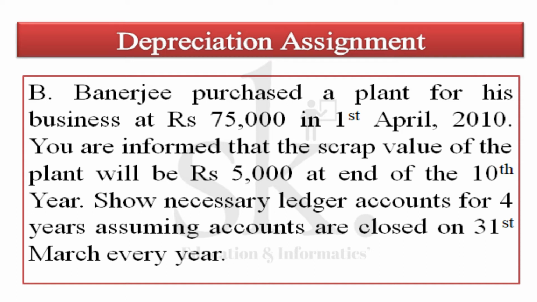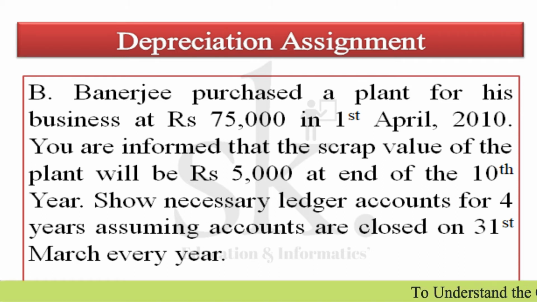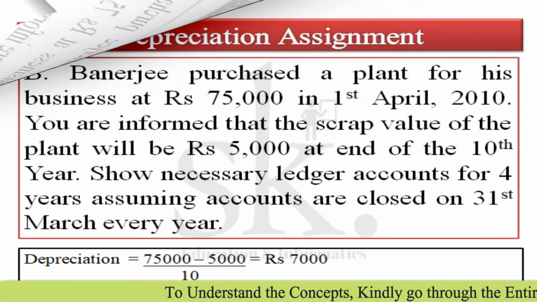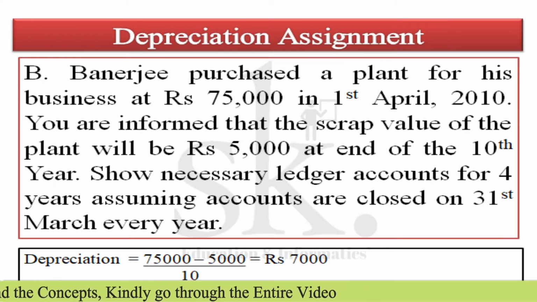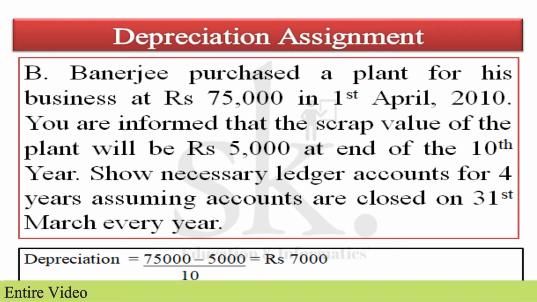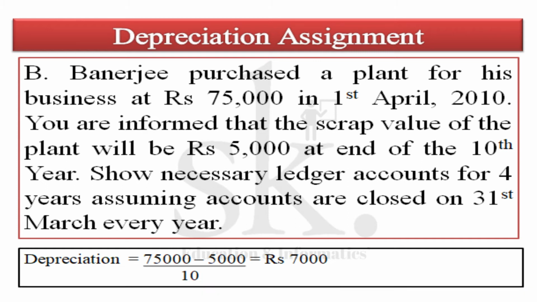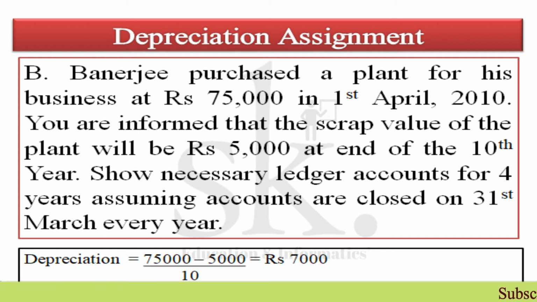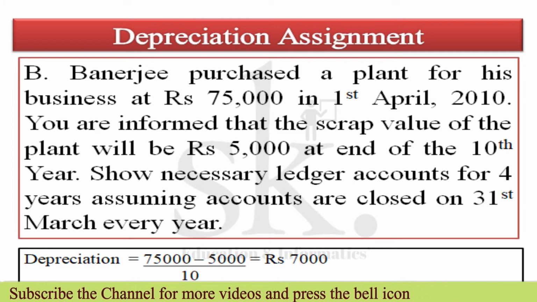You have been asked to show the necessary ledger accounts for 4 years, assuming accounts are closed on 31st of March every year. Now, from the point of view of necessary ledger accounts, we are required to open both the machinery as well as the depreciation ledger account. We have to calculate the amount of depreciation, which is not given in this problem. We know the formula: it will be the cost of the asset minus the residual value, divided by the lifetime of the asset. Therefore, it will be 75,000, the purchase price, minus 5,000, which is the scrap value, divided by the lifetime of the asset, which is 10 years. Therefore, we get a depreciation amount of rupees 7,000.